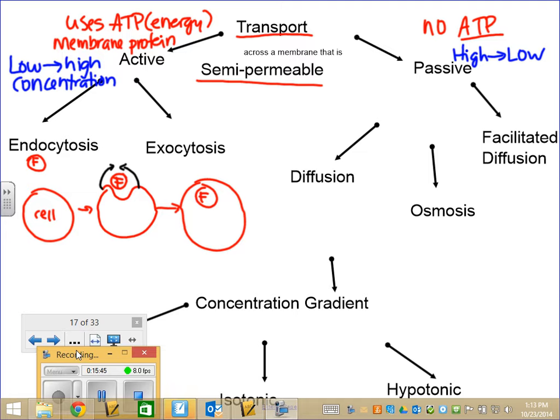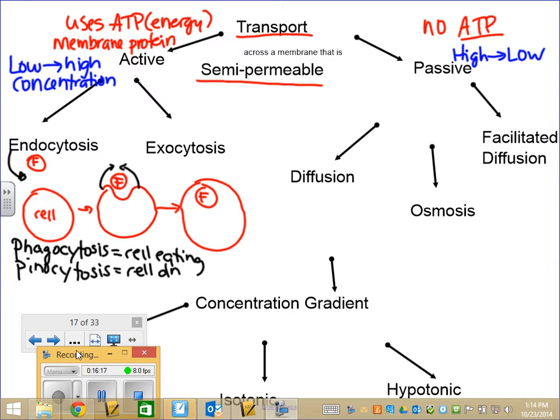So like it ate it. Now he's laughing, but literally this is called cell eating. And so I'm going to give you a couple of words. This picture that I drew goes with endocytosis. And there are actually two subcategories of endocytosis. One of them is called phagocytosis, which is cell eating. And one of them is called pinocytosis, which is cell drinking.